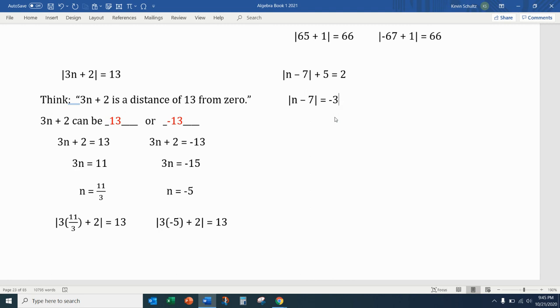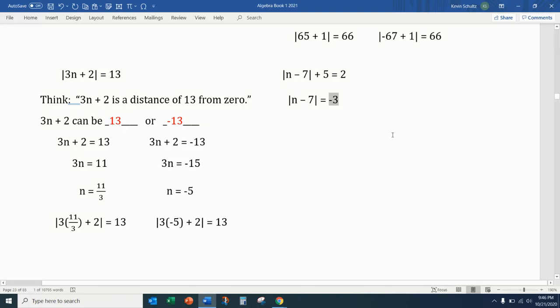Now, if we change this to the verbal like we did in the first 3 examples, and think about this as, okay, n minus 7 is a distance of negative 3 from 0, we kind of run into a problem here. Because back in our definition at the top of the page, we said, what can a distance not be? A distance cannot be negative, right? How can the distance of n minus 7 be a distance of negative 3 from 0? It doesn't make any sense.